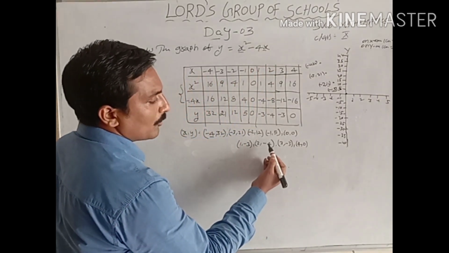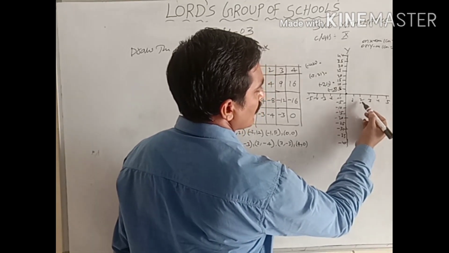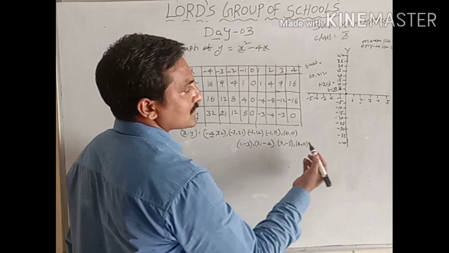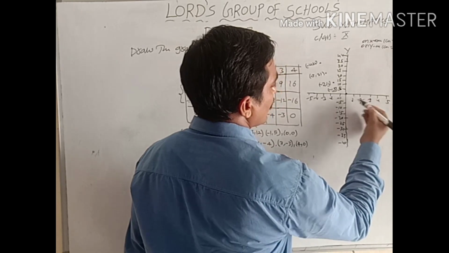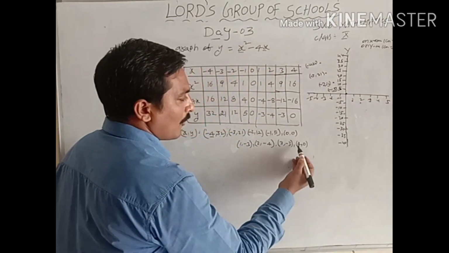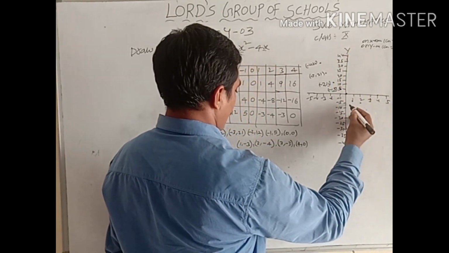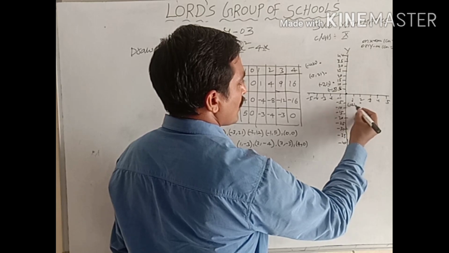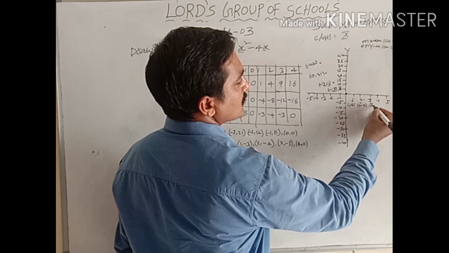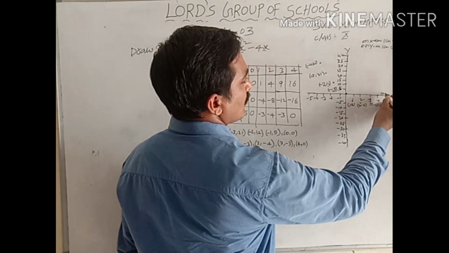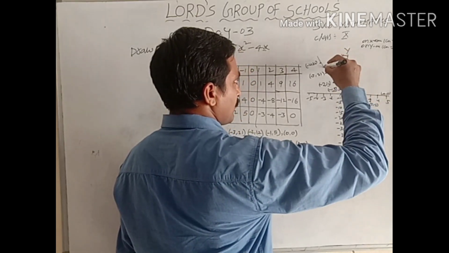2 comma minus 4: 2 here, minus 4. 3 comma minus 3: 3 here, minus 3, between minus 1 and minus y, 0. 4 comma 0. Now what are these points? 1 comma minus 3, this is 2 comma minus 4, this is 3 comma minus 3, this is 0 comma 0, and 4 comma 0. Now you have to draw the graph.